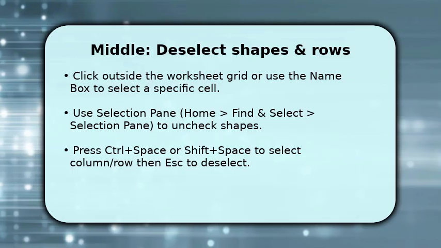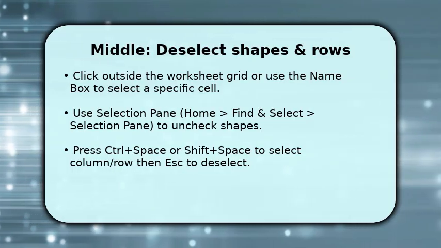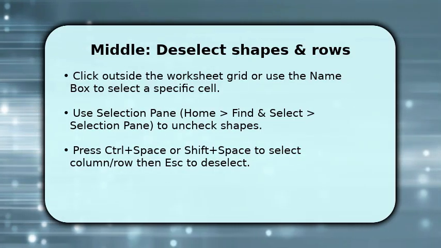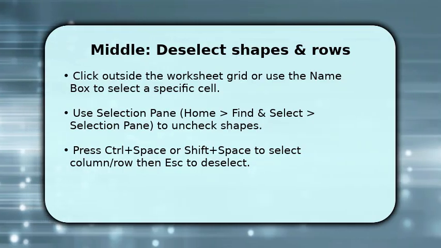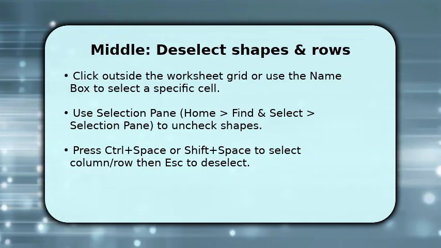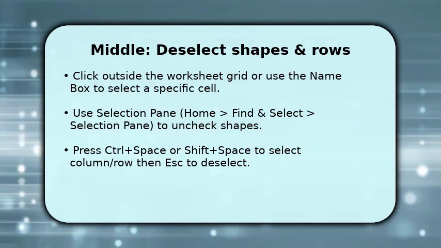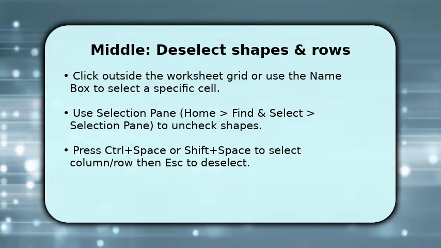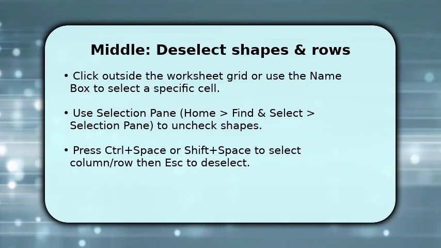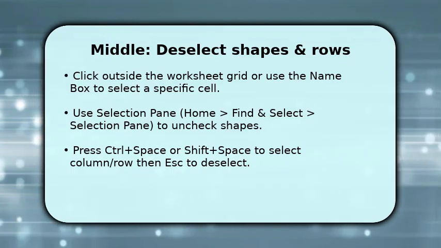For rows or columns, press Shift plus space for a row or Control plus space for a column, then press ESC or click a cell to collapse that selection. Once done, use the name box to jump to a cell like A1 and click it to ensure only that cell is active. These steps handle non-standard selections efficiently.